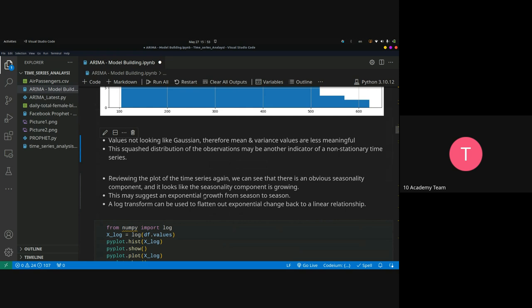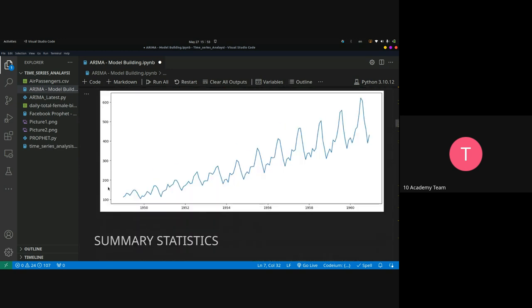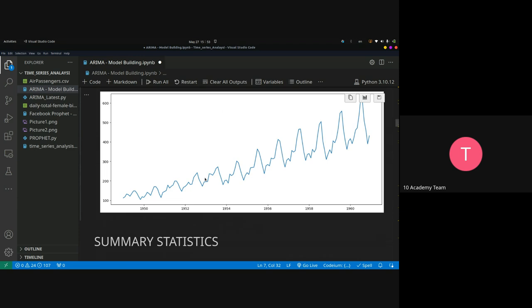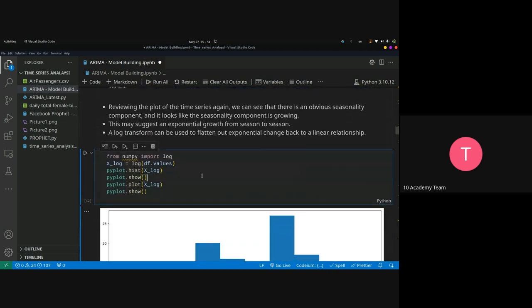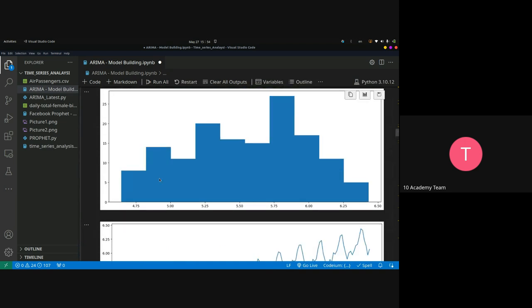If this looks exponentially growing, taking the logarithm might transform it into flat, stationary data. To convert non-stationary data to stationary data, we do some transformations, one of which is the log transformation. So if we take the log of the data, considering it is like an exponential, as you can see, the distribution is now better than the previous one. It's not Gaussian-like, but it is definitely better than the previous ones.